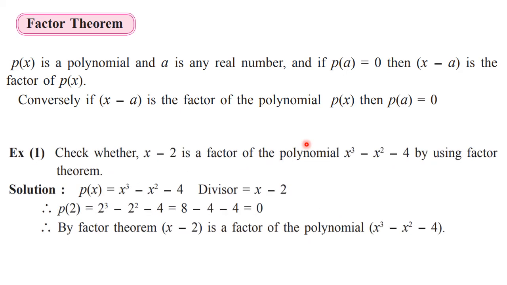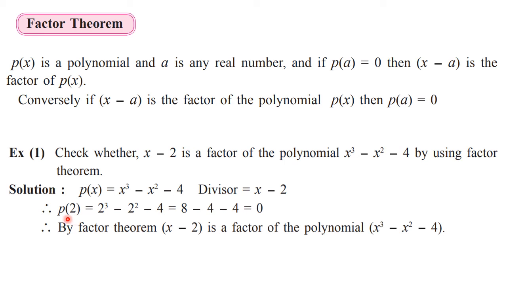Let's see the solved example here. Check whether x minus 2 is a factor of polynomial x cube minus x square minus 4 by using factor theorem. So first of all, write the given polynomial as p(x). So we can write down p(x) is equal to x cube minus x square minus 4. And we have to check for this. So this is our divisor. Divisor is x minus 2. So opposite of minus 2 is plus 2. We will find value of this polynomial for x is equal to 2. So find out p(2).